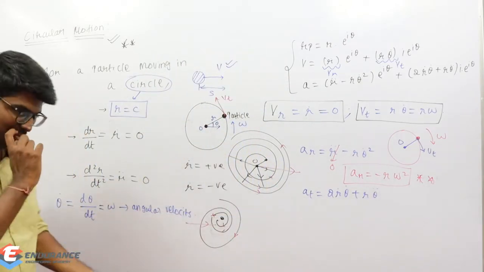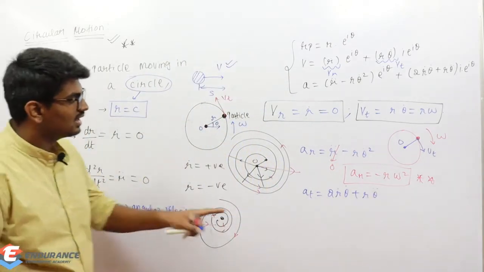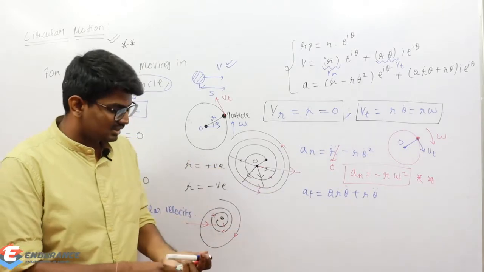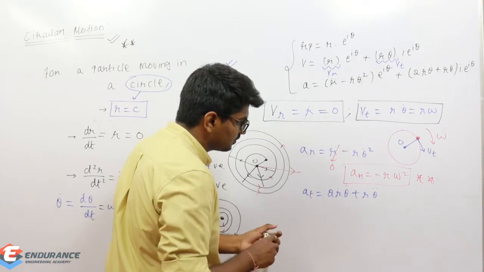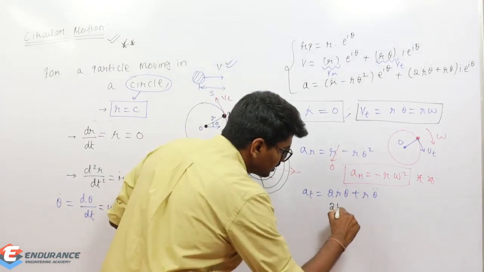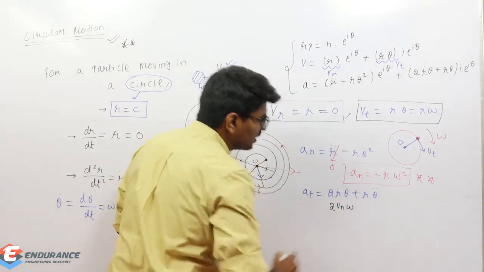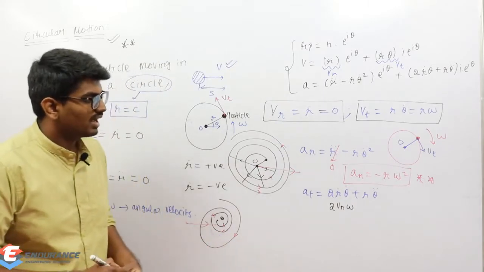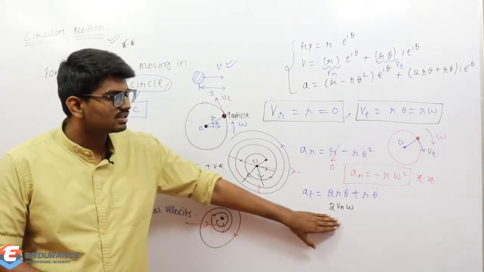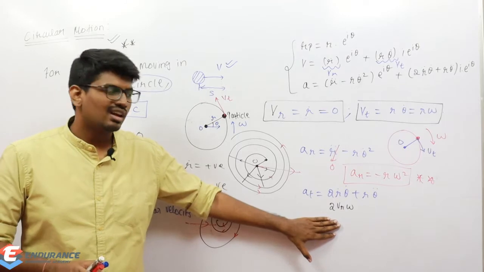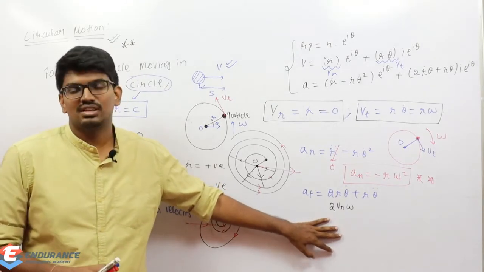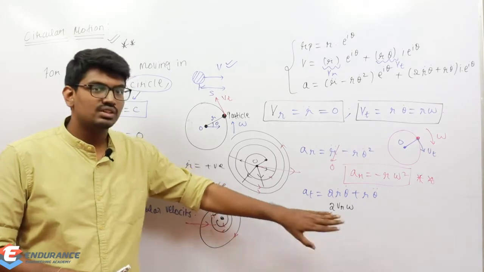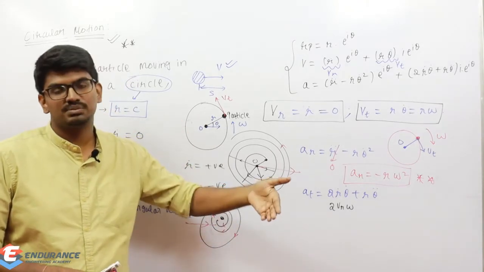r dot is nothing but v radial, and theta dot is nothing but omega. So 2 times V_r omega is nothing but the Coriolis component of acceleration. And this Coriolis component won't have that much significance in this particular chapter. It has more significance in the theory of machines majorly.